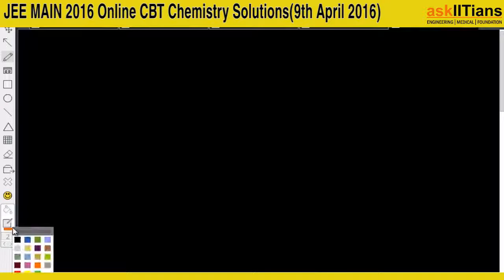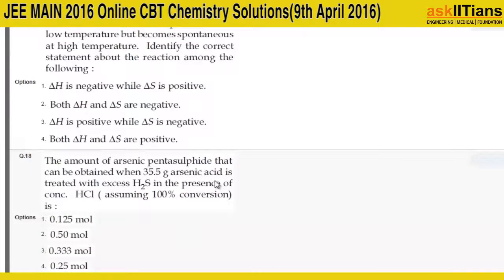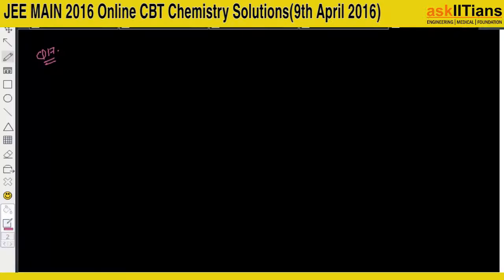Now students, this is the time when we should come over to the next question in the series, and the question is question number 17. Let me read out the question for you. Question number 17 says that a reaction at 1 bar pressure is non-spontaneous at low temperature, but becomes spontaneous at a high temperature. You have to identify the correct statement about the reaction among the following.